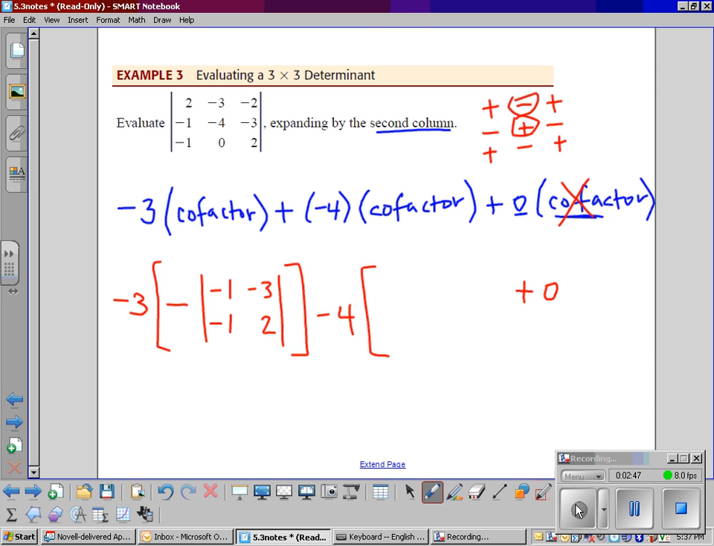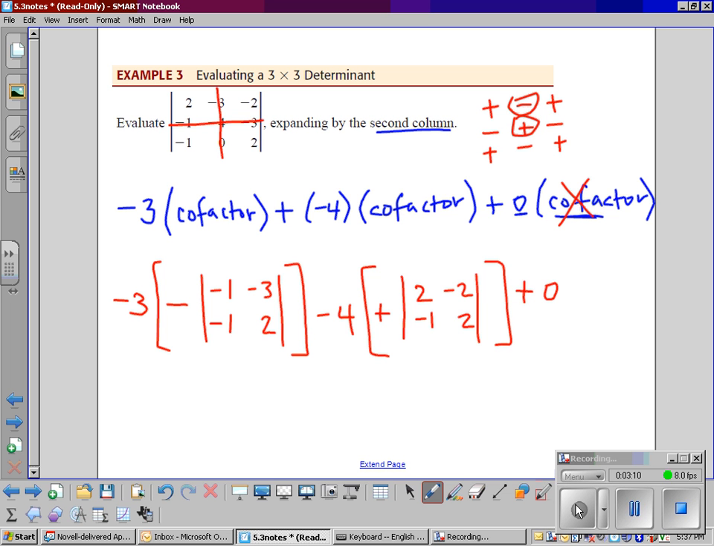The signs always alternate. So I have a plus, which you can write or not, and then the determinant that I get when I take out the row and the column that includes the element -4. That leaves me the array 2, -2, -1, and 2. And then plus the 0 that we talked about before.